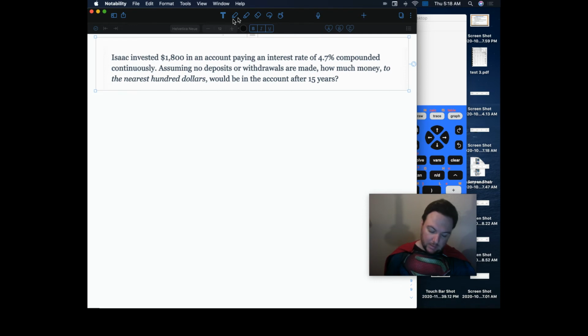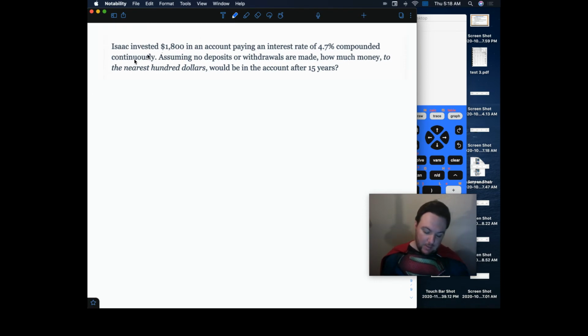All right, let's look at the next one. Isaac invested $1,800 in an account paying an interest rate of 4.7% compounded continuously. Because it says compounded continuously, I'm immediately going to write A equals P e to the RT, right? Continuous means e is forever. Assuming no deposit or withdrawal are made, how much money to the nearest dollar would be in the account after 15 years? Okay, so Isaac invested 1,800. 1,800 is the initial.